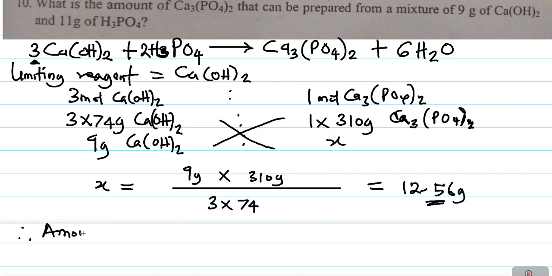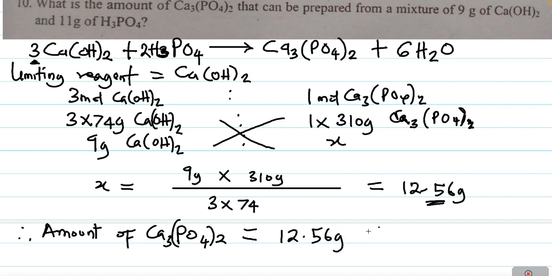So therefore, the amount of calcium phosphate that can be prepared when you mix this and this is going to give us 12.56 grams of calcium phosphate. Okay, so that is the answer for this particular question here.